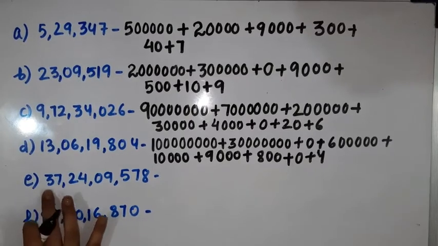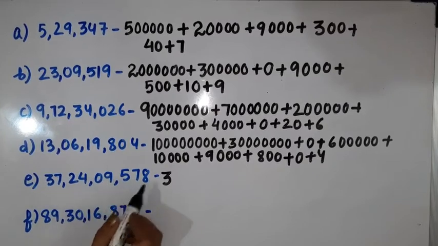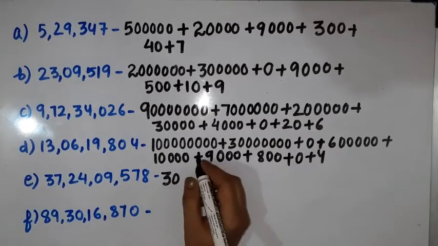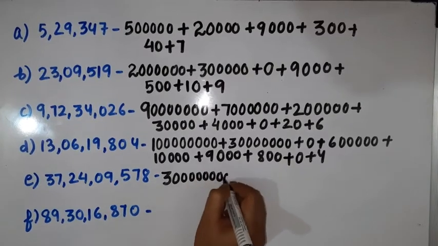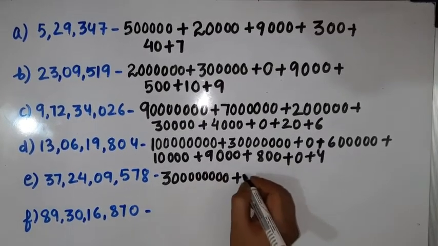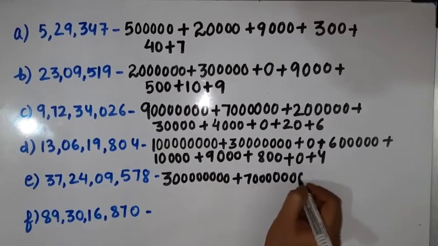Now next question starts from 3. 1, 2, 3, 4, 5, 6, 7, 8. Again after 3 we have 8 digits. So 1, 2, 3, 4, 5, 6, 7, 8. Then we have 7. After 7 we have 7 digits: 1, 2, 3, 4, 5, 6, 7.